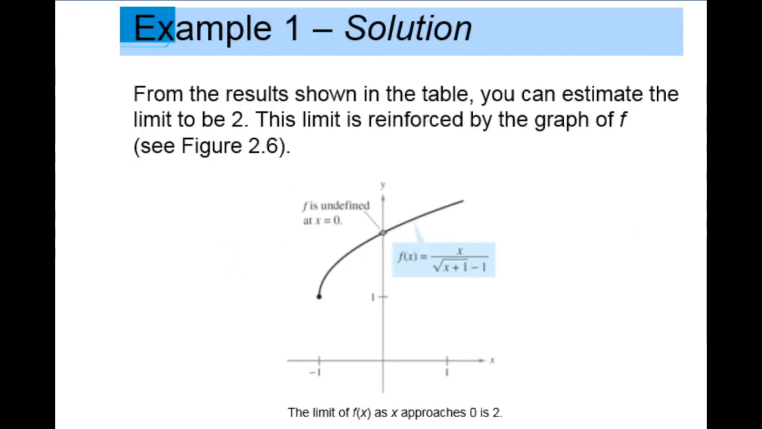Let's go on to the next slide. This shows a little graphical example. From the results shown in the table, you can estimate the limit to be 2. The limit is reinforced by the graph of f of x. Again, you can notice there's a hole there. If you were to graph it on a graphing calculator, you would not see that hole. But the function's undefined at 0, and the limit of f of x as x approaches 0 is 2, which we found numerically on the last slide.